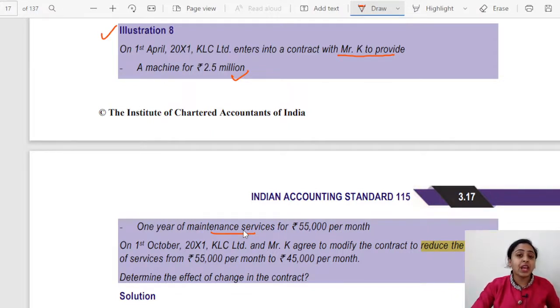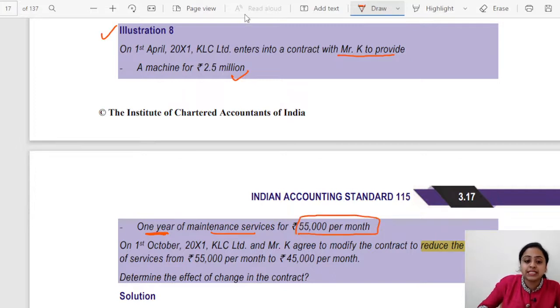Why? In respect of one, you have to deliver a machine. In respect of another, you are promising to deliver a maintenance service. It is a 1 year service for rupees 55,000 per month. So the 2.5 million machine should be a separate contract, and the 1 year of maintenance service should be a separate contract.